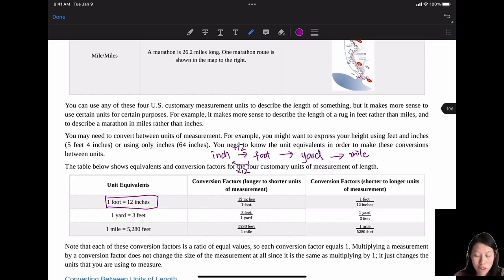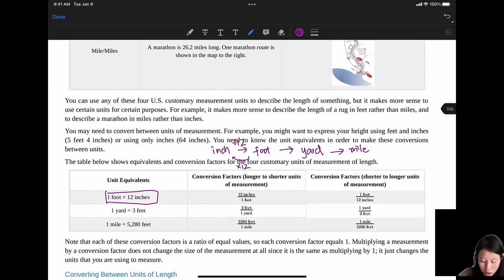That's the conversion factor. And then 1 yard equals 3 feet. So that means from foot to yard, you want to divide by 3. And then from yard to foot, a larger unit to a smaller unit, you want to multiply by the factor. So you want to times 3.